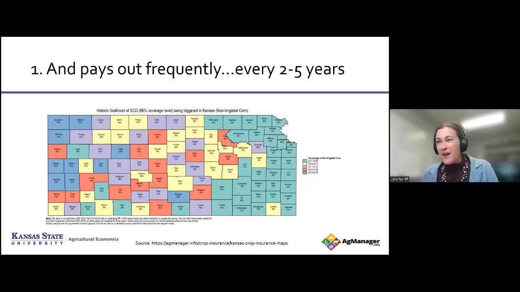Next, why are you paying more? Well, it pays out a lot more. We have some resources on Ag Manager crop insurance maps where we show the number of years since 2000 where these policies would have paid out. The green ones on the map would have paid out less. The blue and red would have paid out more, anywhere from every other year in some cases to about 1 out of 5 years. So for these shallow losses, based on historic experience, you should expect to see fairly frequent payments in the long run.